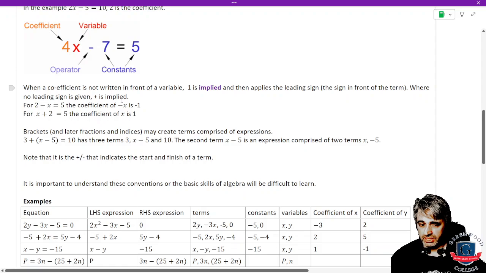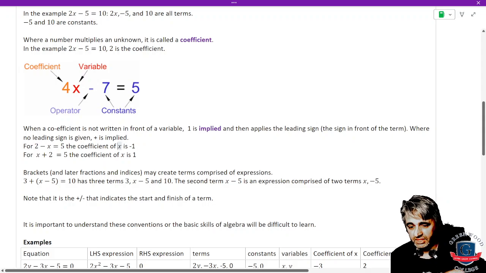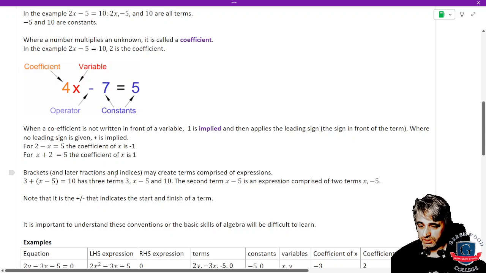Now, there are a couple of additional implied conventions. For one, if there's no coefficient written in front of a variable, the coefficient is 1. Unless, of course, the sign is negative, and then it would be -1. In this equation, 2 take x equals 5, the coefficient of x is -1. In the case of x plus 2 equals 5, the coefficient of x is just +1. So we need to take into account the sign and the fact that there's nothing there, which is just a 1.